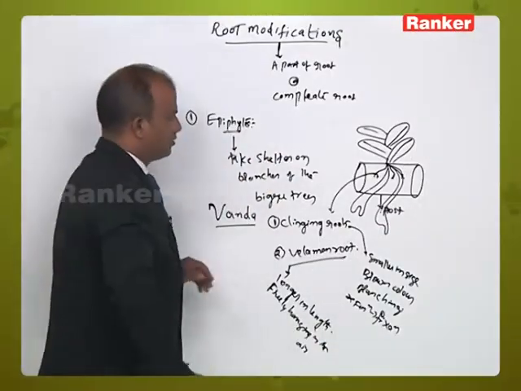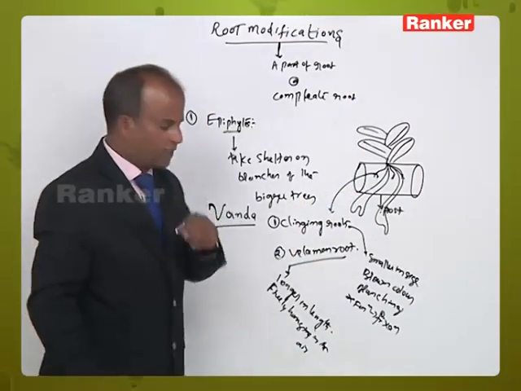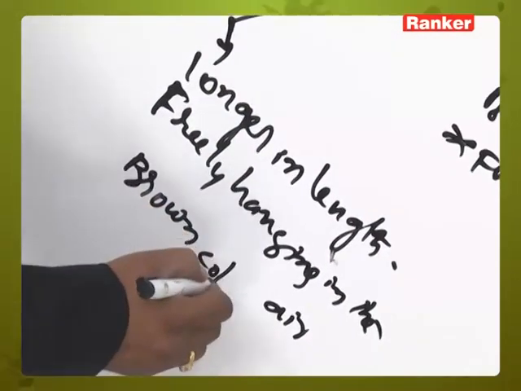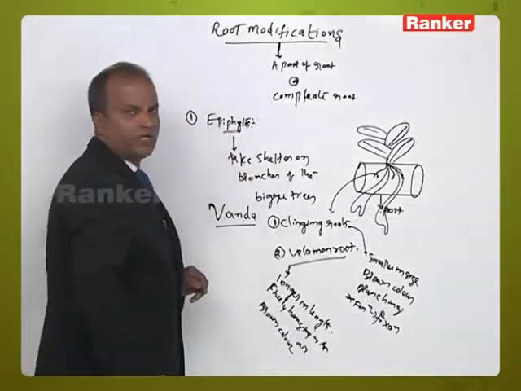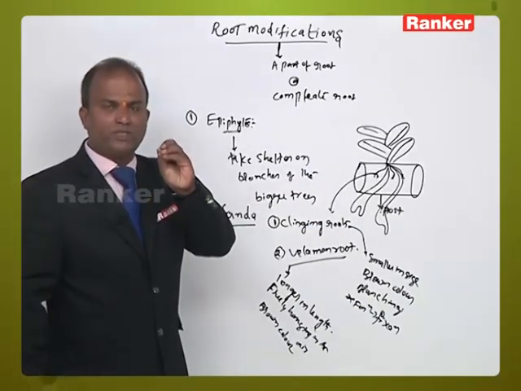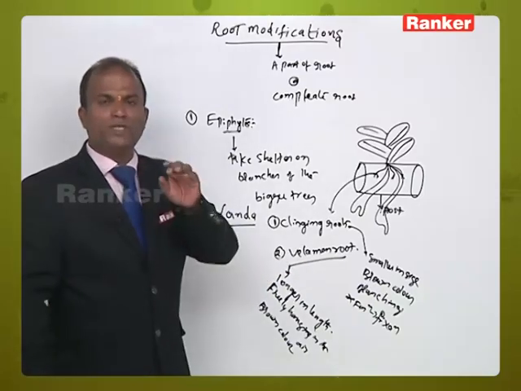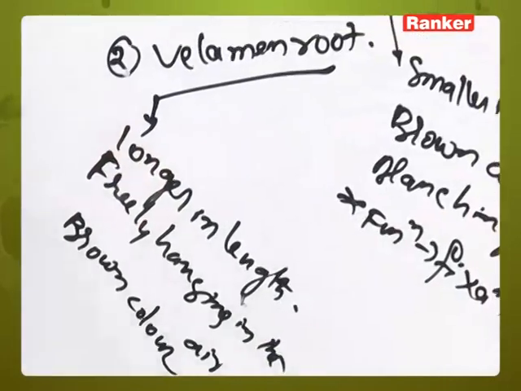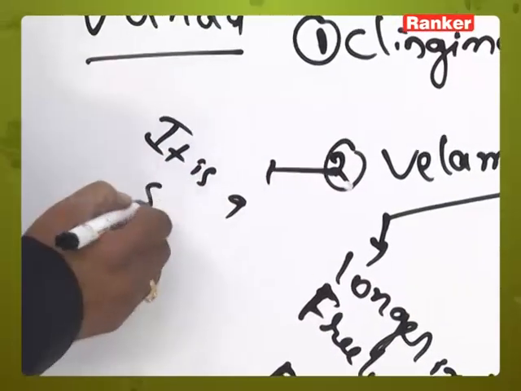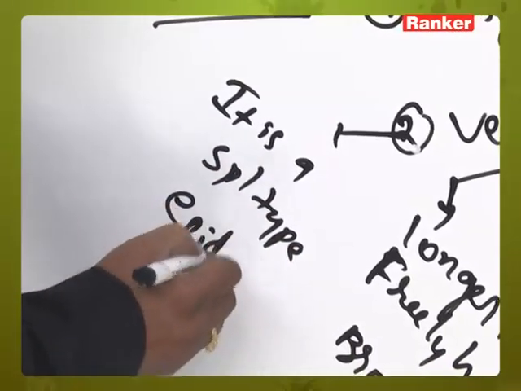Next, whether these are green in color or non-green in color: they are non-green, that means they are brown in color. And what is the important function performed by these velamin roots? Before that, what is meant by velamin? Velamin is a special type of epidermis.